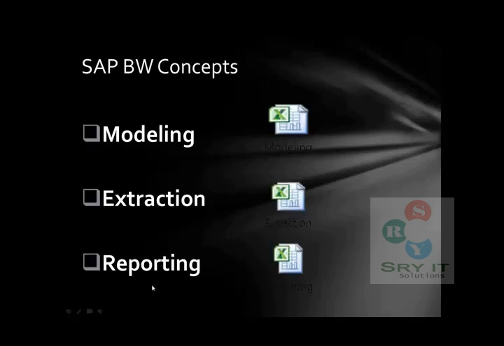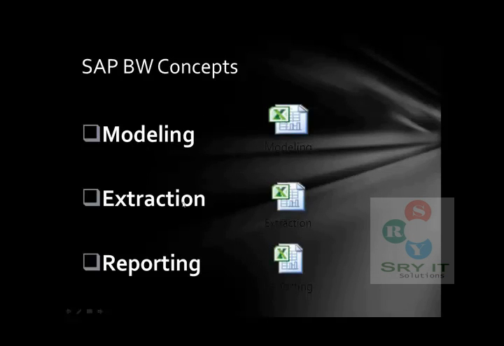Even if you enter into any SAP BI BW implementation project, you will have these 3 areas: modeling, extraction, and reporting. Modeling means creation of the components in the warehouse system, and we will learn about each and every object's properties, how to configure that object, and in which scenario that object needs to be created. That part we can discuss in the modeling concepts.